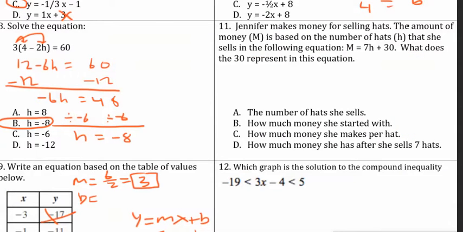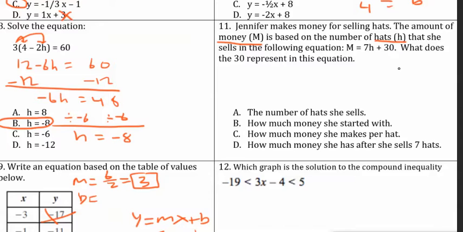Jennifer makes money for selling hats. The amount of money, M, is based on the number of hats, H, that she sells. So we know that M is for money and H is for hats. Here we have an equation. What does the 30 represent in that equation? So I see that the money is equal to 7 times the number of hats plus 30.